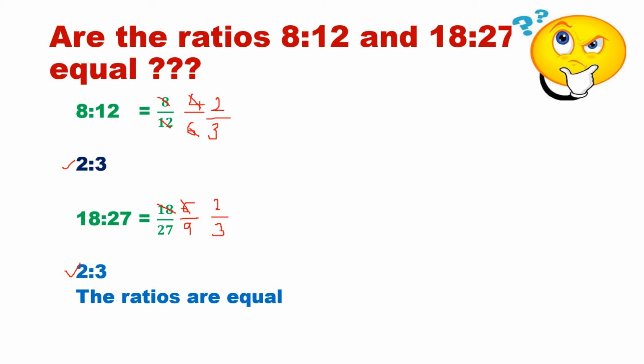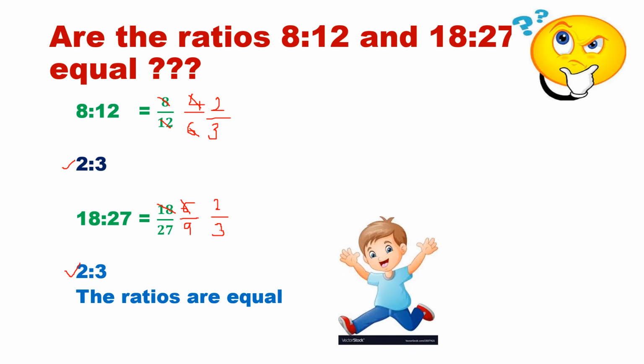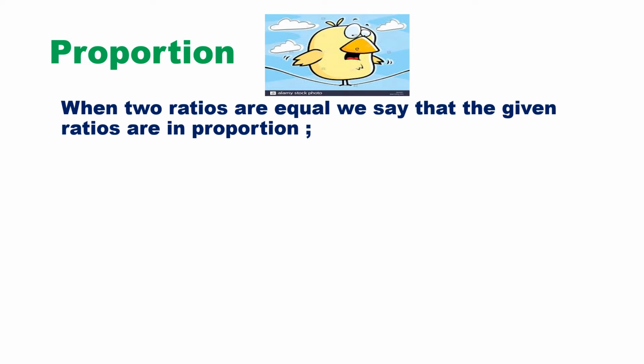So this is how we find out whether two ratios are in proportion or not. If we get the same ratio when we simplify it, then we can say they are in proportion. When two ratios are equal, we say that the given ratios are in proportion. Just now we saw how 8 is to 12 and 18 is to 27, both cases we got 2 is to 3, isn't it? So we said that these are in proportion.